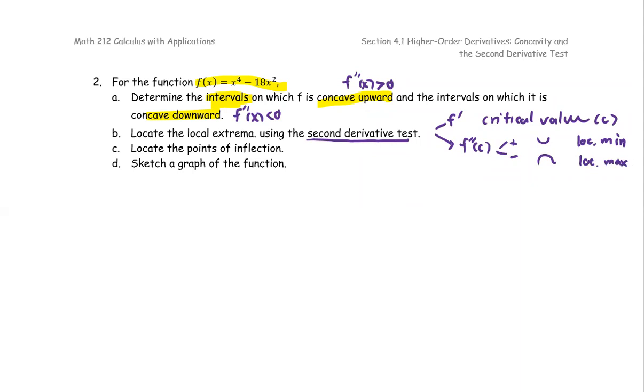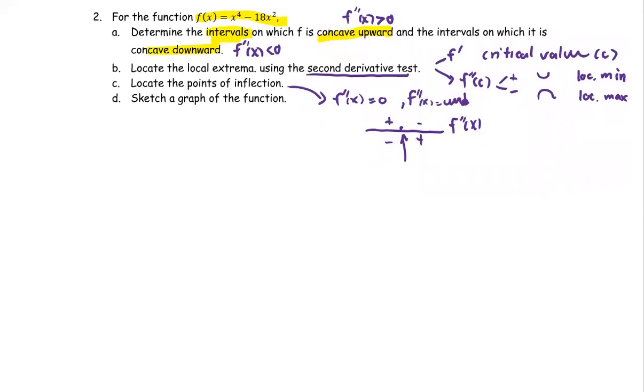And part C, locate the points of inflection. For points of inflection, we're going to use the critical points from solving f double prime equals 0 or f double prime undefined. And then we use the real number line to determine whether the sign changes from positive to negative or negative to positive. The point where the sign changes is called the point of inflection, or the inflection point. And part D, we're going to graph and put it all together. All right, let's get started.